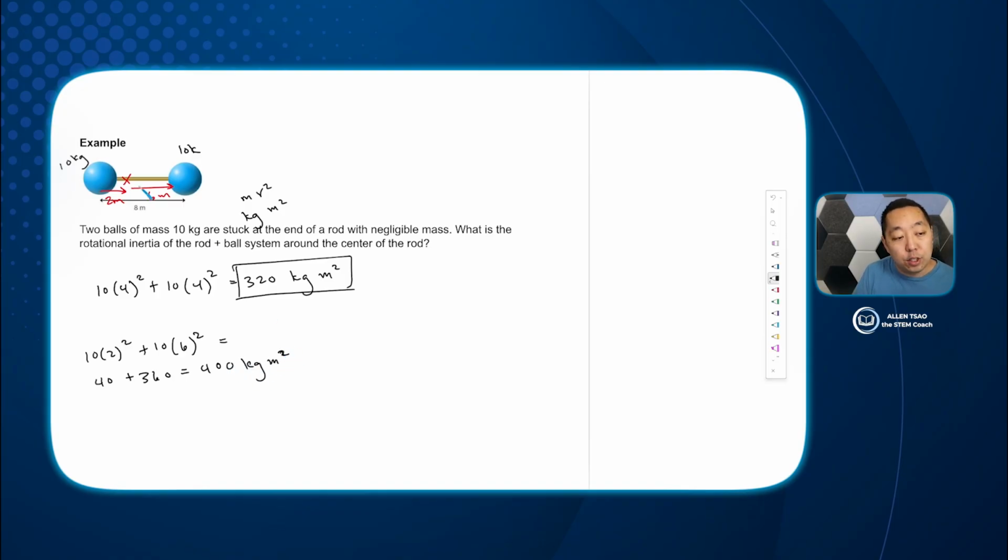Okay, so as you can see, where the axis of rotation is, what you're rotating around, is going to dictate what the rotational inertia is, and that should make sense based on the example we did with the book.